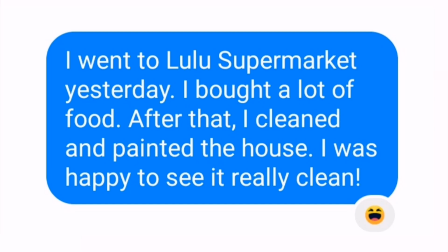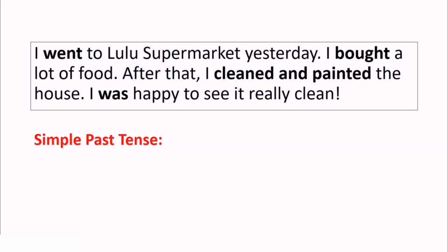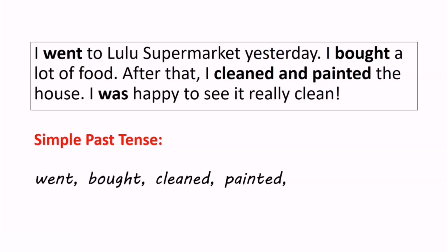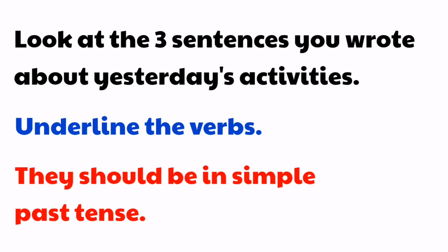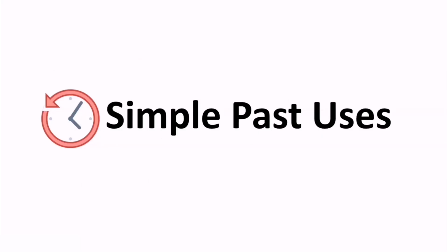Before we continue the lesson, read the following sentences and try to see how the verbs are formed and used. The verbs went, bought, cleaned, painted, and was are in the simple past tense. Now look at the 3 sentences you wrote about yesterday's activities. Can you underline the verbs? Are they in the simple past tense? They should be. When do we use the simple past tense?